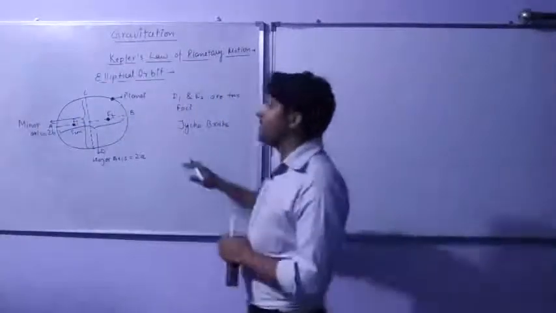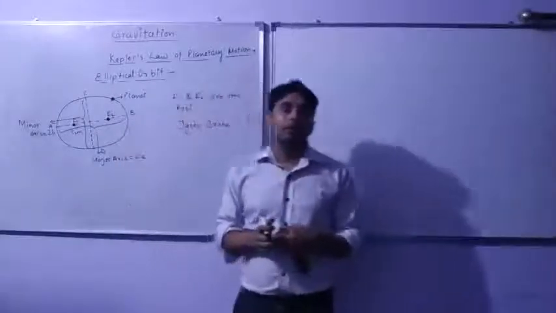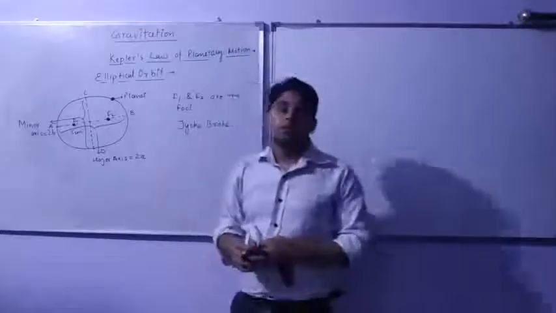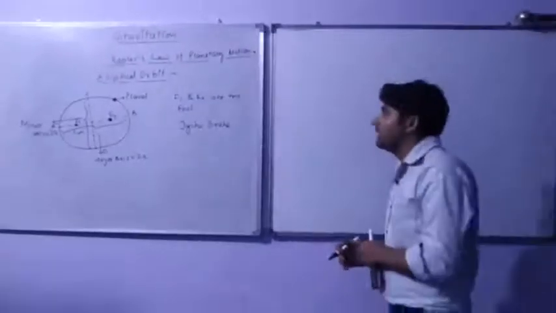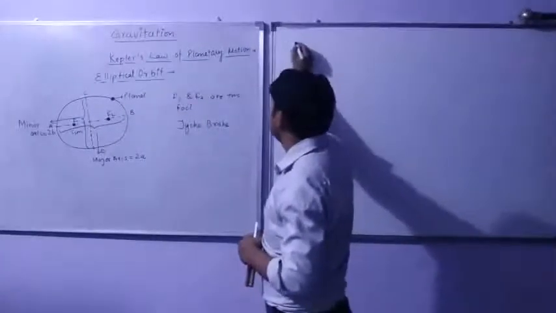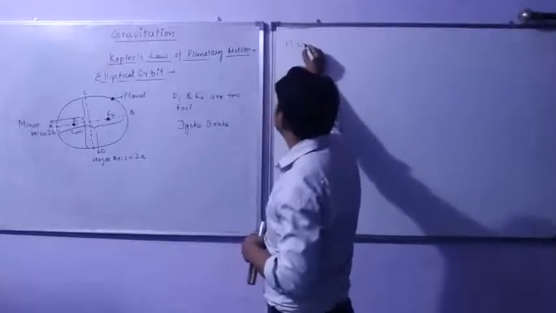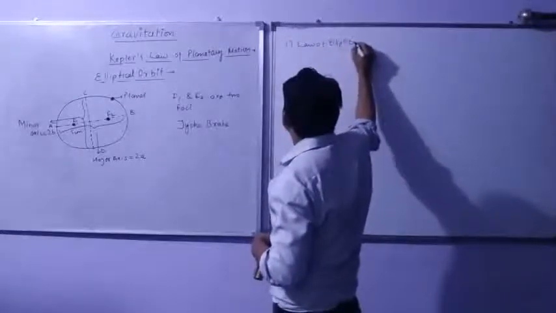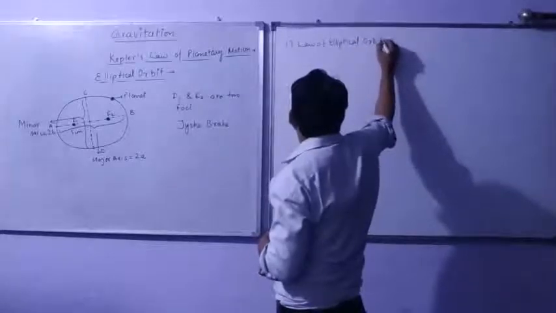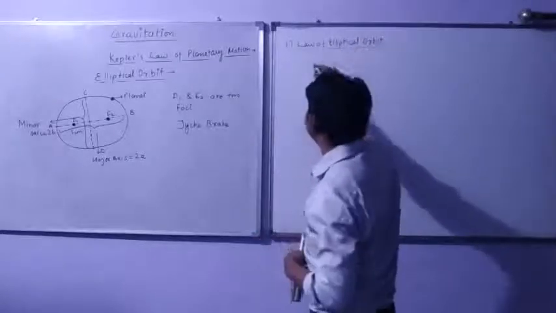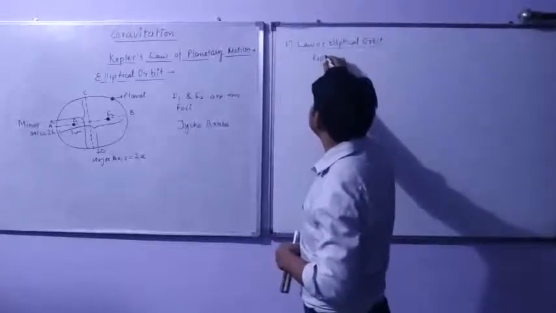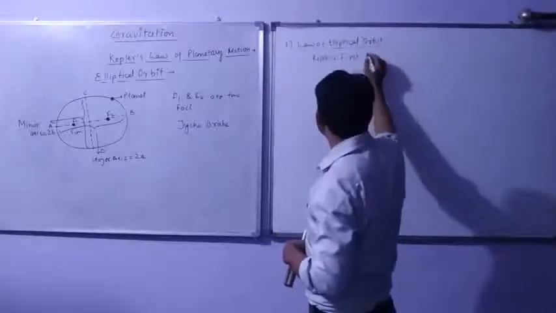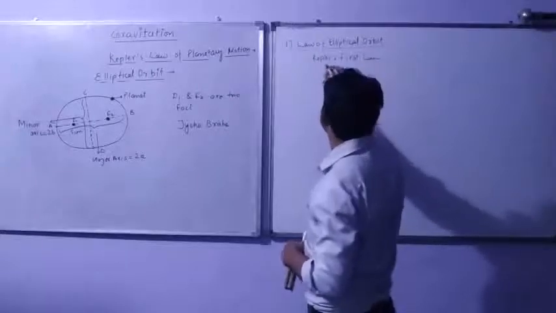Okay, I have introduced what is an ellipse and what is an elliptical orbit. Now I am going to introduce Kepler's law of planetary motion. The first law of Kepler's laws of planetary motion is the law of elliptical orbit. This is also called Kepler's first law.